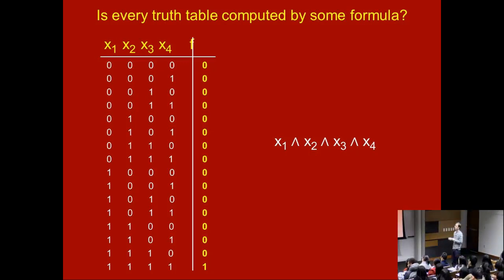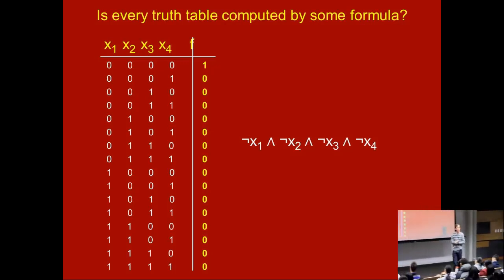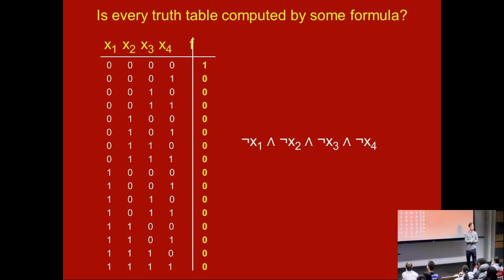And here I'm doing this informal thing. We know that it doesn't matter where you put the parentheses, so we can just write a big and like this. How about this one? Can anybody do this one with a formula? Not X1 or X2... not quite, it was a good start. Not X1 and not X2 and not X3 and not X4. Yeah, this one is true if and only if all of them are false.